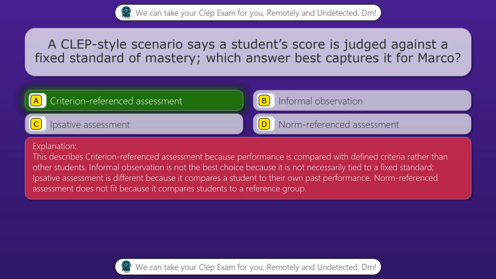This describes criterion referenced assessment because performance is compared with defined criteria rather than other students. Informal observation is not the best choice because it is not necessarily tied to a fixed standard. Ipsative assessment is different because it compares a student to their own past performance. Norm referenced assessment does not fit because it compares students to a reference group.